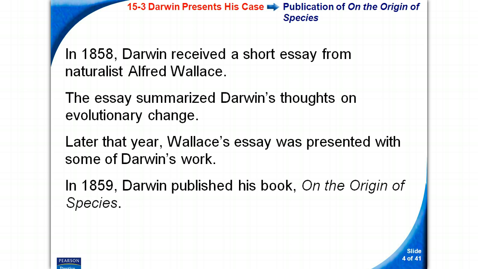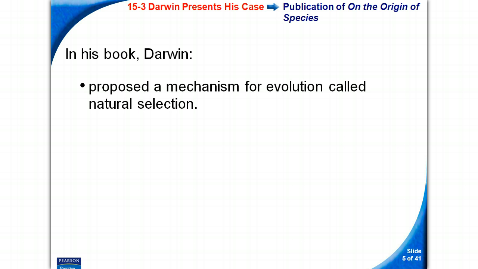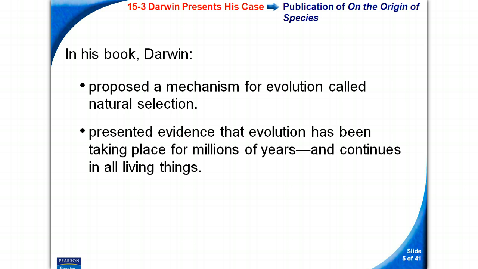In 1859, Darwin published his book On the Origin of Species. In his book, Darwin proposed a mechanism for evolution called natural selection, presented evidence that evolution has been taking place for millions of years and continues in all living things.